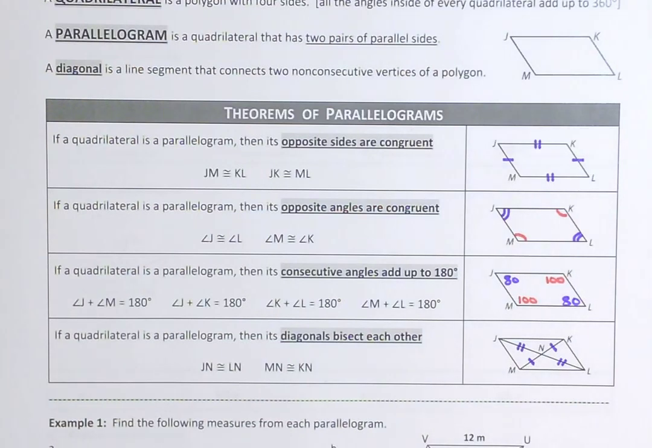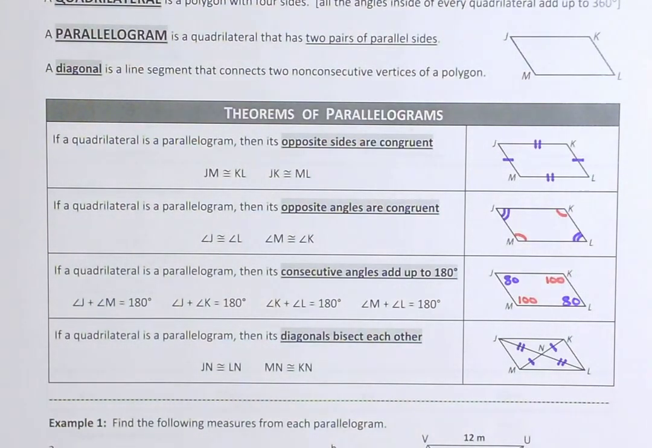So those smaller parts are key. All right, so that's the four different properties. Opposite sides are equal, opposite angles are equal, consecutive angles are going to add up to be 180, and then the diagonals are going to bisect each other.